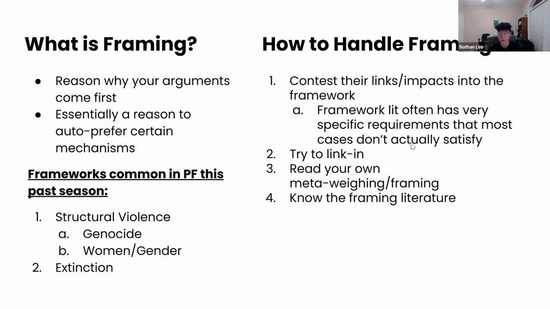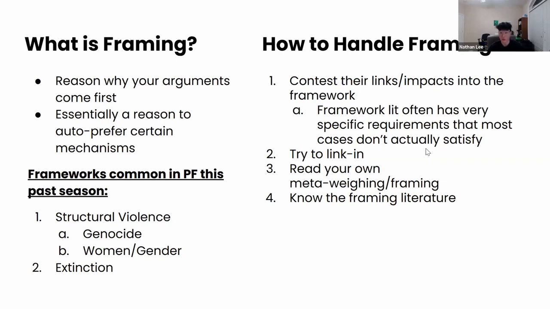All right, so how to handle framing in the context of weighing? First is to contest their links or impacts into the framing. The more advanced framing becomes, especially in the NAT circuit, the more literature heavy it becomes. It relies on these authors that have thought deeply about extinction and structural violence scenarios, and in reality, they give very specific situations as to which a certain debate argument links into a type of framing. So don't just buy when teams say we're solving for structural violence because it has to do with minorities. That's not how structural violence works.